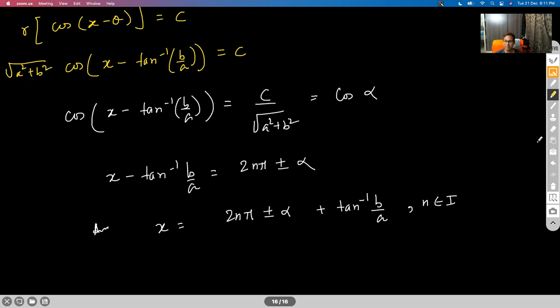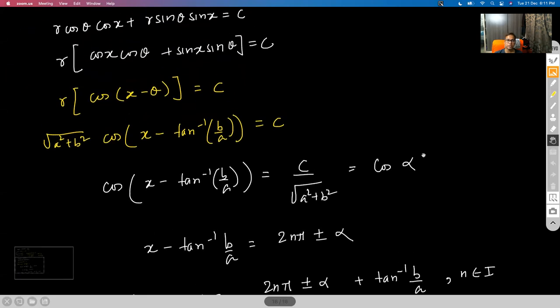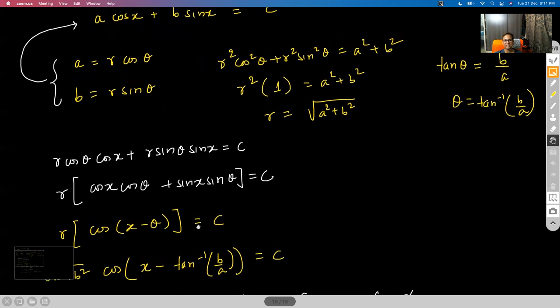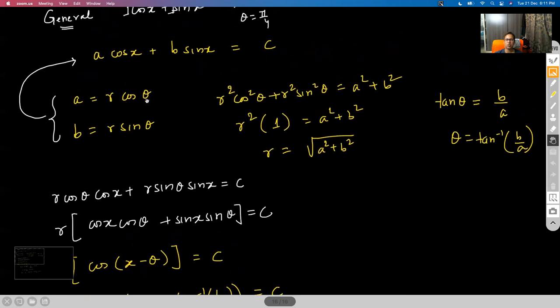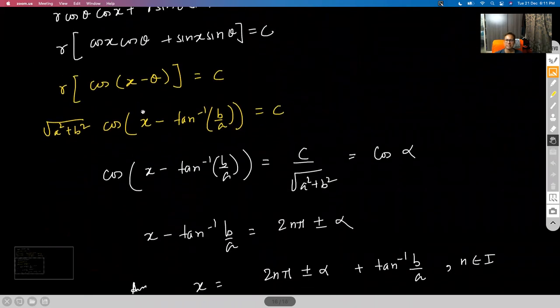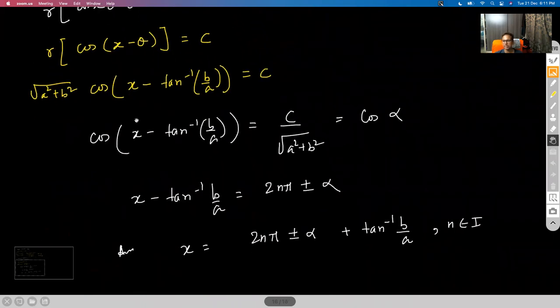Please note this down. By the way, again, I'm telling you, you could have converted this to sine also and done it. So instead of A as R cos theta, you could have taken A as R sine theta and B as R cos theta, and solved the same problem. So cos and sine depends upon options. What options are given decides which process or which method to take while solving it.